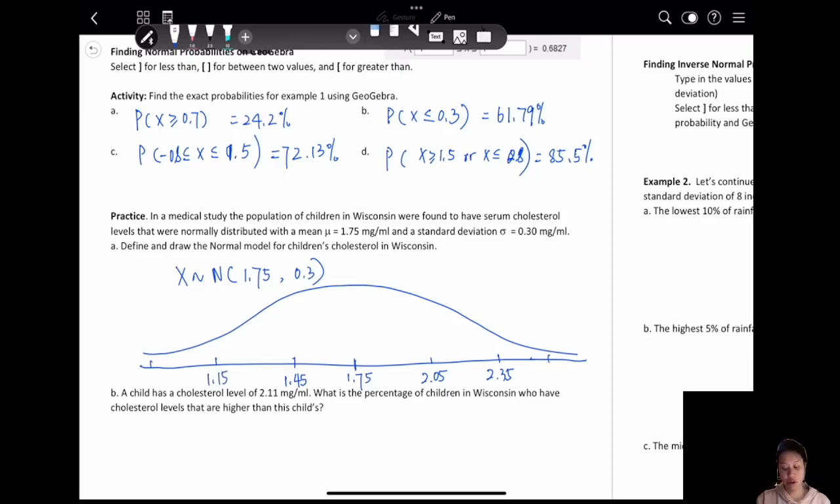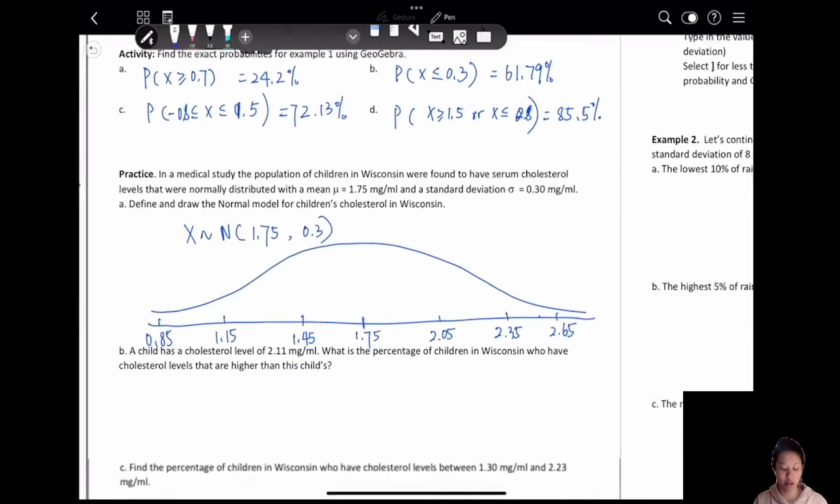And then for the third standard deviation, we have 2.65, and then here we have 0.85. So this is the standard deviation model. That's the normal distribution model for the children's cholesterol level in Wisconsin.